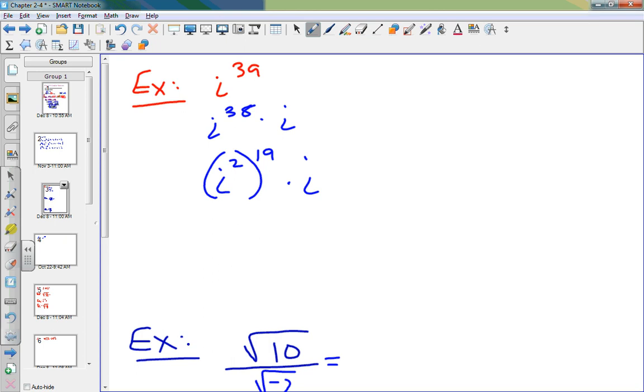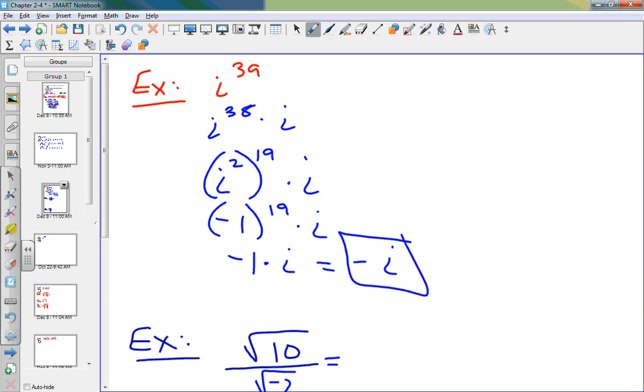Okay, well what is i squared? Negative 1. That's what I know, right? Now what's negative 1 to the 19th power? Negative 1 to the 19th power is going to be negative 1 times i, which is going to be negative i.